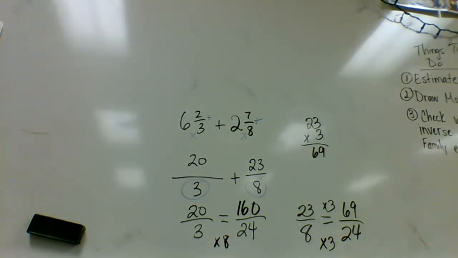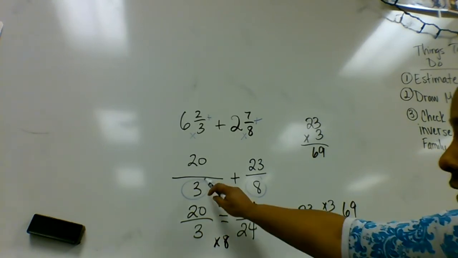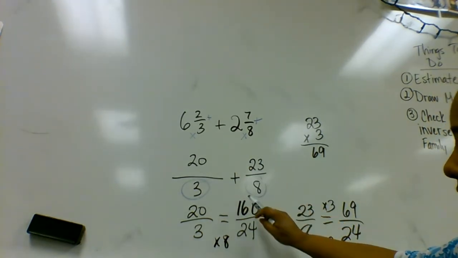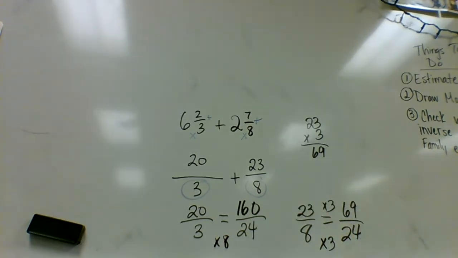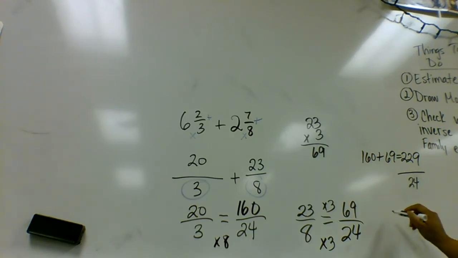Now I have this equivalent. Not finished yet. All I did was find this equivalent and this equivalent. Now the rule is I add the numerators only. So this numerator plus this numerator is 229. The denominator does not change. Now that is the correct answer, but I need to simplify. So simplify with division.